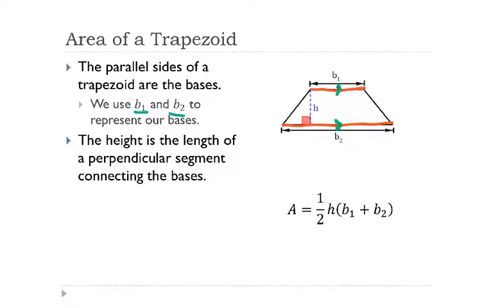Now, your formula for area of a trapezoid is a little different than what we've done before. Area is equal to 1/2 your height times the sum of your two bases. So, for area of a trapezoid, you've got to take half of the height times the sum of your bases. Another way of writing it is area is equal to height times the sum of your bases divided by 2. Okay, so you could use either one of those formulas in order to solve for area of a trapezoid.